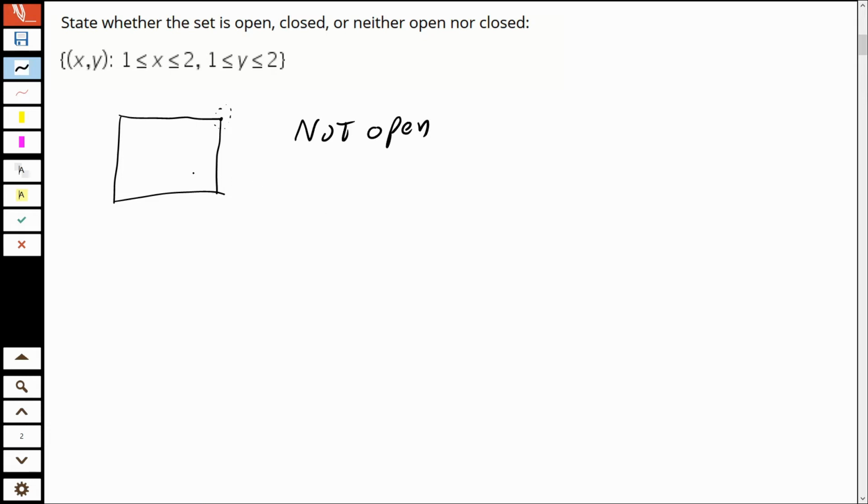Now, is there a sequence of points that converges to something that's not in my set? I would need a sequence of points that converges to something out here. That's not going to be possible. It's always going to converge to somewhere on the boundary. This set contains its boundary, so it's going to be closed.